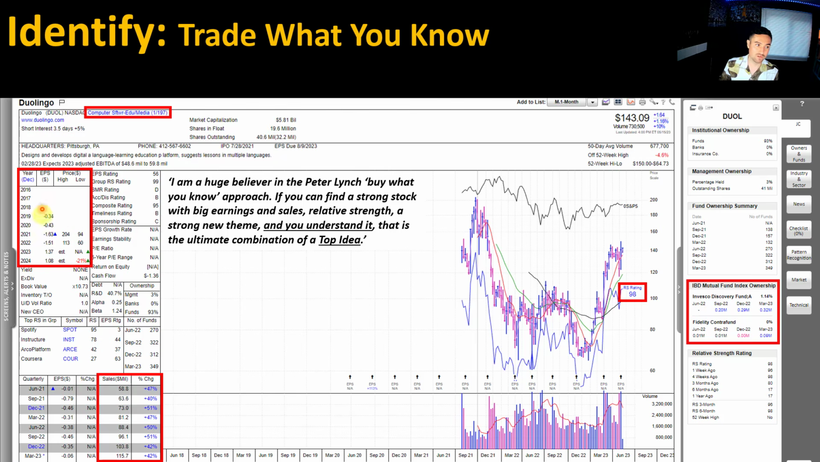The company's gone from losing money to being expected to be profitable in 2023. A little bugbear here is 2024. The earnings estimates are actually down versus 2023, but the guidance is up.